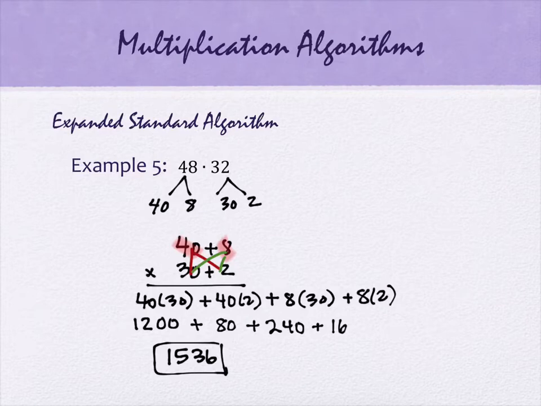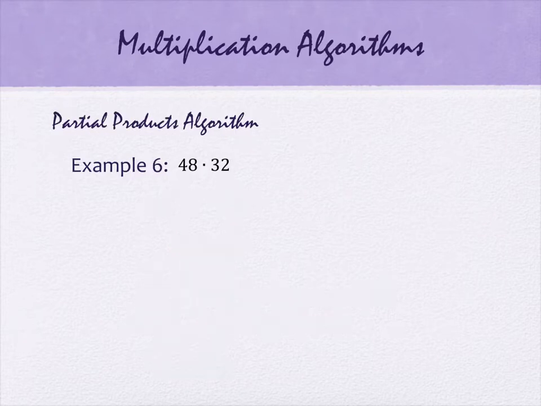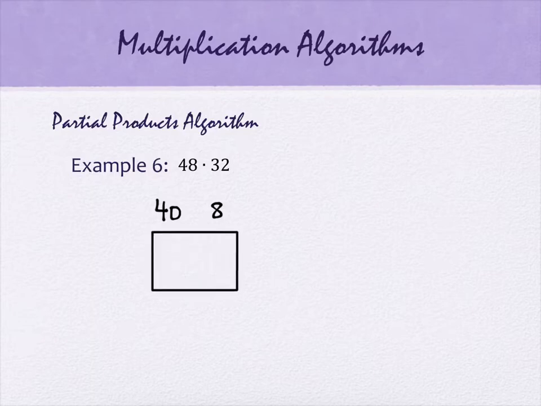The next example is actually like a more structured way of doing this same thing. This one is probably my favorite. This one has you take your 48 and write the broken down pieces 40 and 8 on the top. And the 30 and 2 on the right-hand side. All right, so I've got 48 on top, 32 on the right.